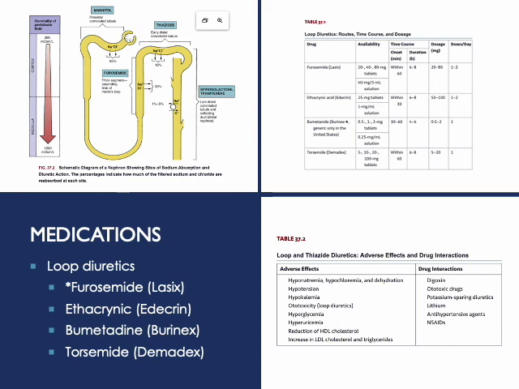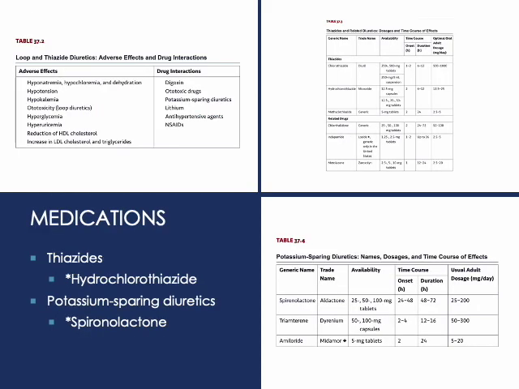I do want to spend a little bit more time now talking about the thiazide diuretics. Now that we understand a little bit more about loop diuretics, we're going to talk about thiazides and potassium-sparing diuretics. The prototype we're going to use for thiazides is hydrochlorothiazide, and the prototype for potassium-sparing diuretics is spironolactone. And you can see that thiazide diuretics have very similar adverse effects as the loop diuretics that you can appreciate here in this chart.